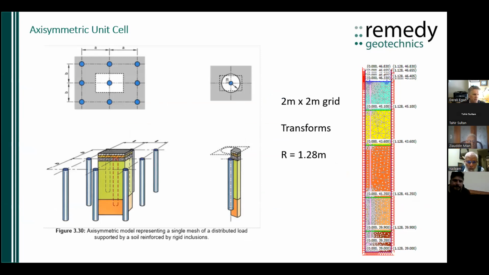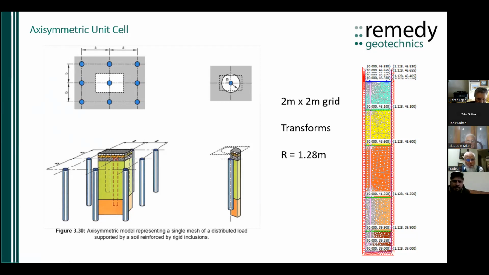So I've talked about the axisymmetric unit cell. This is how we went about doing the design here. Now, the concept of the unit cell is that if you have a grid of columns and you take a column in the middle of that grid, it is essentially working with the ground in this area to take the loads applied to it. And there's a kind of 3D formulation of that.